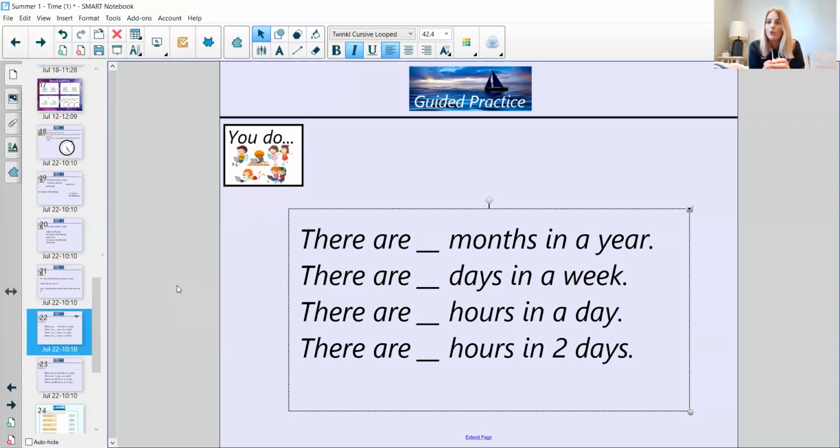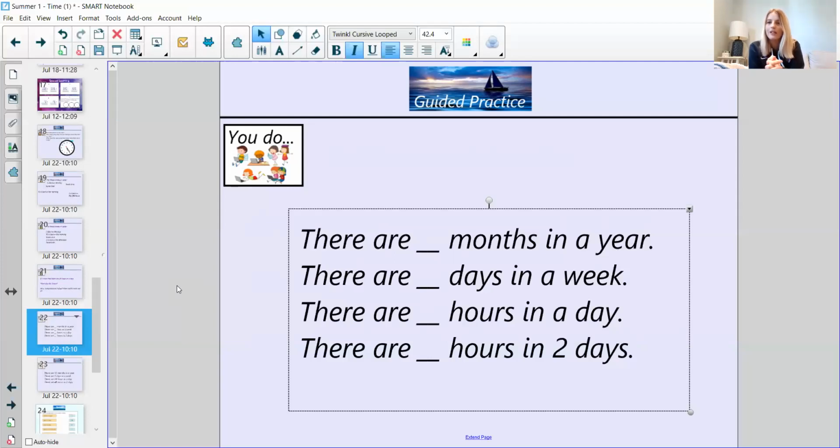Now, we've discussed all of these things either in this lesson or the previous lesson. So you want to pause the video now and have a go at this you do section.